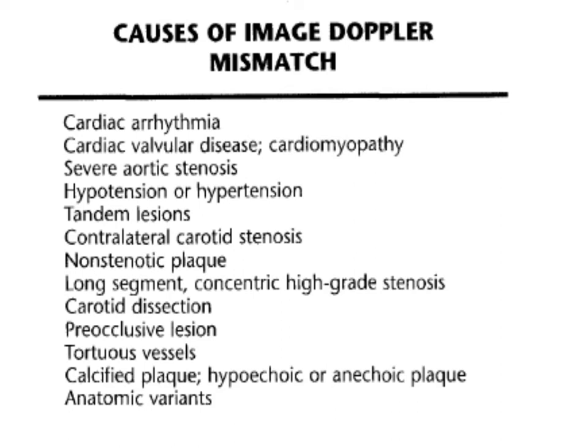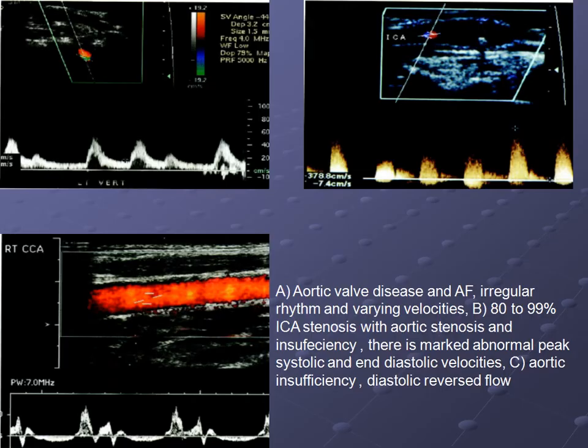Causes of image Doppler mismatch include cardiac arrhythmias, valvular heart disease, aortic stenosis, hypo or hypertension, tandem lesions, tandem يعني vague lesions. Okay? Non-stenotic plaque, long segments, high-grade stenosis, carotid dissection, pre-occlusive lesion, tortuosity, calcified plaques, all of these will result in image Doppler mismatch. يعني image شكل will Doppler شكل. For example, you can see here, this is aortic valve disease with AF, okay, resulting in irregular rhythm, different kinds of arrhythmias, okay.